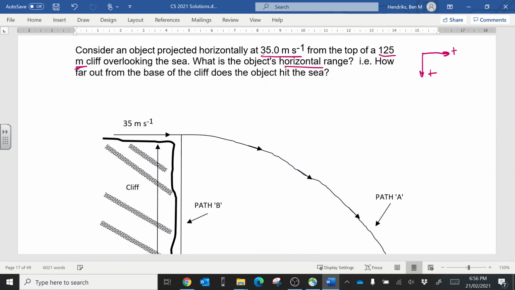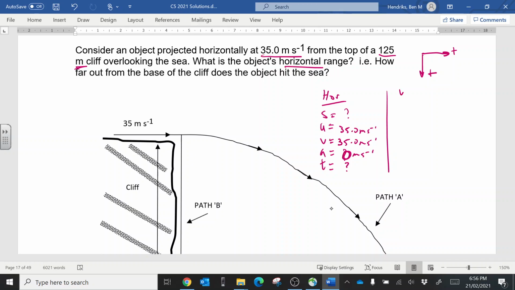So then we can write down HOR for horizontal, and then we write down SUVAT. So we're looking for the range. U is equal to 35.0 meters per second. Velocity is 35 meters per second. Acceleration, we don't know. Actually, acceleration, sorry, we do know, it's 0 meters per second squared. And time is the one we don't know. Okay, so we write down horizontally exactly that, and that's all we know.